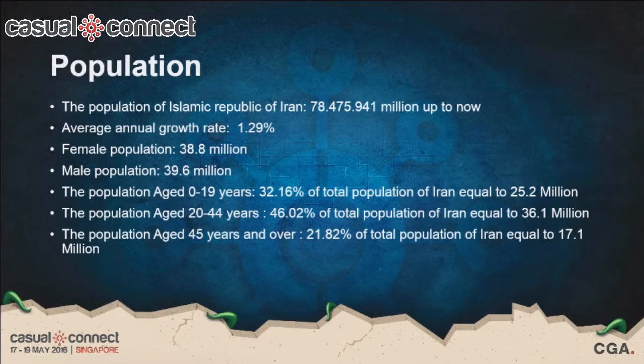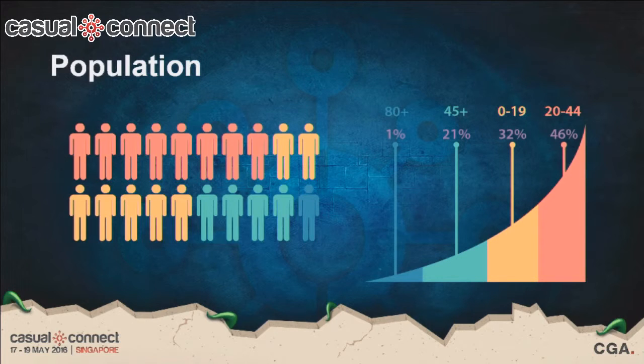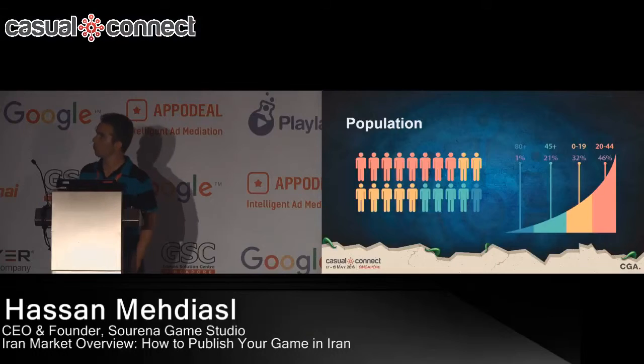Iran has around 80 million population, and I can say that most of them are male. And the most important thing about Iran's population is that most of the people in Iran are young, and as you can see from the numbers, most of them are between 20 to 40 years old, which is really perfect for publishers and game developers because these are the real audience for you.